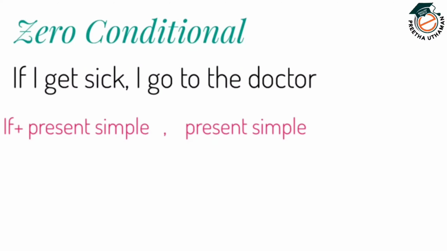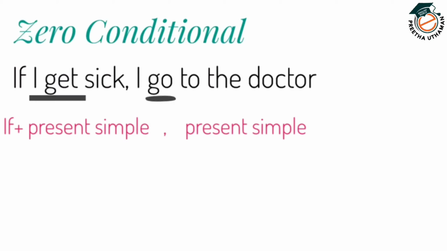Now let's look at the structure of the zero conditional sentence. We have present simple in the if clause and the present simple in the main result clause as well. Here, in the if clause, the verb get is in simple present. That is the base form of the verb. Get, got, got. And in the result clause, go is in simple present. That is again the base form. Go, went, gone. So you have to keep in mind we always use simple present in zero conditional sentences in both the clauses.